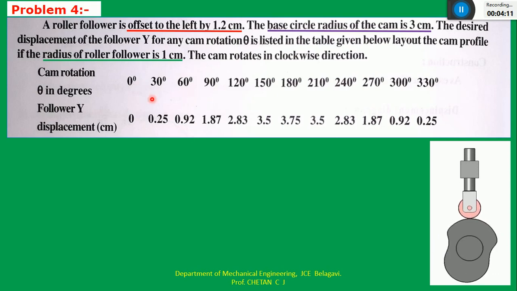Similarly, as the cam starts rotating from 0 to 360, the follower is rising and it is coming down. Where it is rising, you can see there is an increase in the distance, that is 0.25, 0.92, 1.87, 2.83, 3.5, 3.75. You can observe at this point exactly it is covering the maximum distance, that is 3.75. That is at 180 degree.